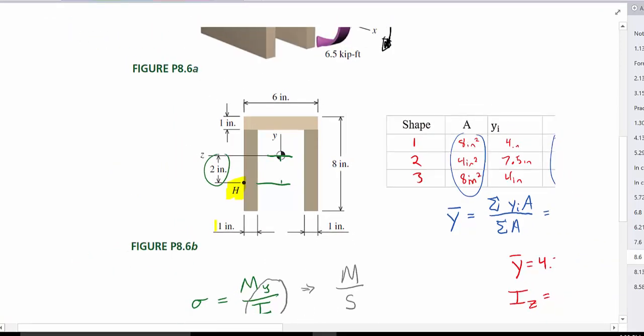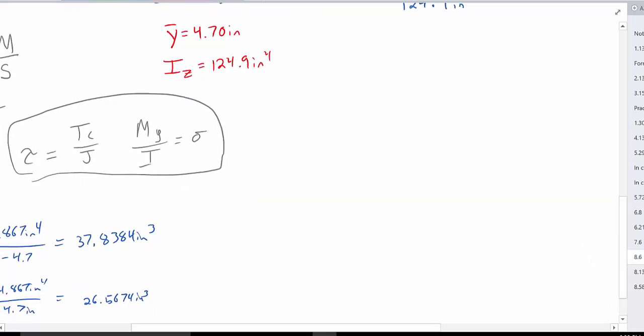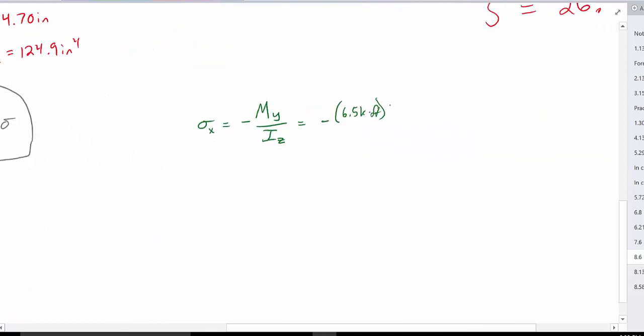So to find the stress at H, we're going to say stress at H, or our bending stress, is going to equal our negative moments, right? Because we determined at the very beginning of this problem that we have negative moments. And this will equal negative, our moments were 6.5 kip feet, multiplied by our 2 inches, because that's our y, right?